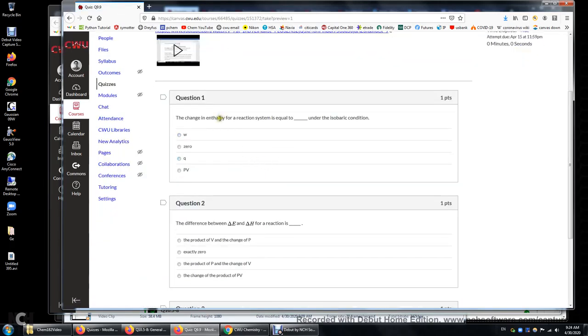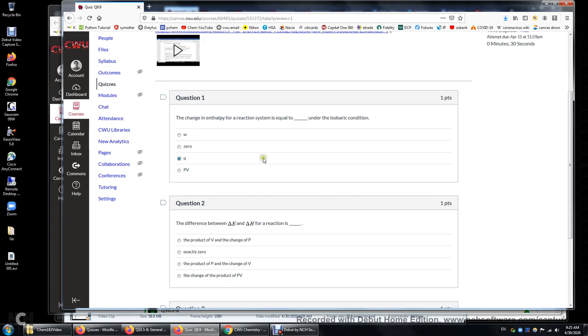The change in enthalpy of a reaction system is equal to what under isobaric condition? Well, in this case, it's also Q. Delta H equals Q sub P. So please review the textbook or my video on this topic. Derivation is involved, but still, you start from delta E equals Q plus W. The change of internal energy is equal to Q plus W.